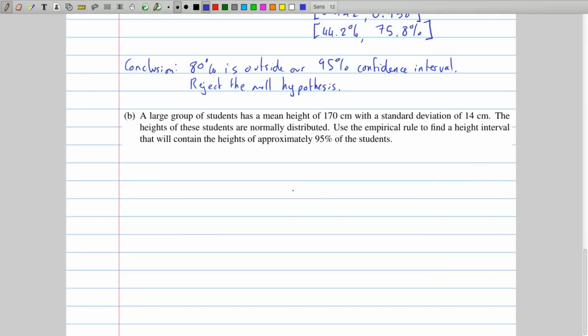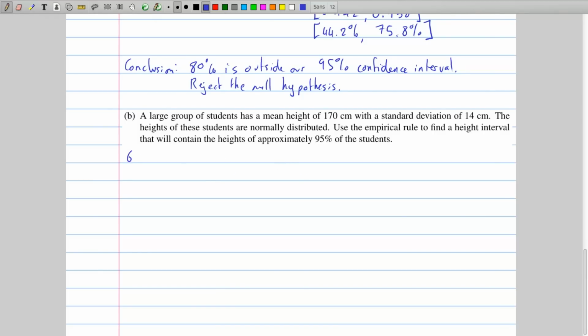The last part of this question says that a large group of students has a particular mean height of 170 centimeters, and they give us a standard deviation as well, which is 14 centimeters. We're told that this is a normally distributed thing, and hopefully you've studied those already and you understand what that means. We have to use the empirical rule to find a height interval that will contain the heights of approximately 95% of students. The empirical rule comes in three parts.